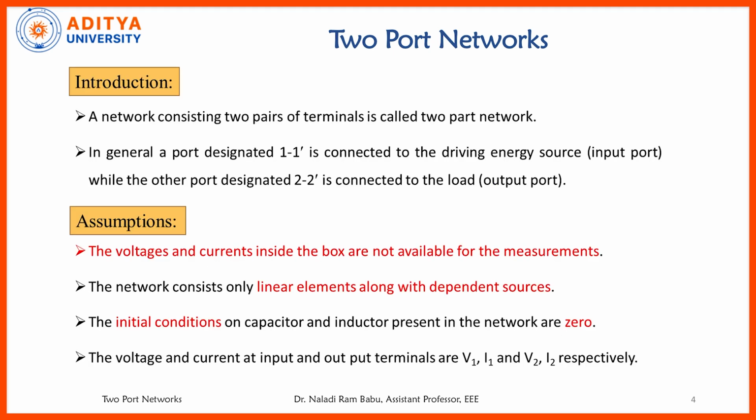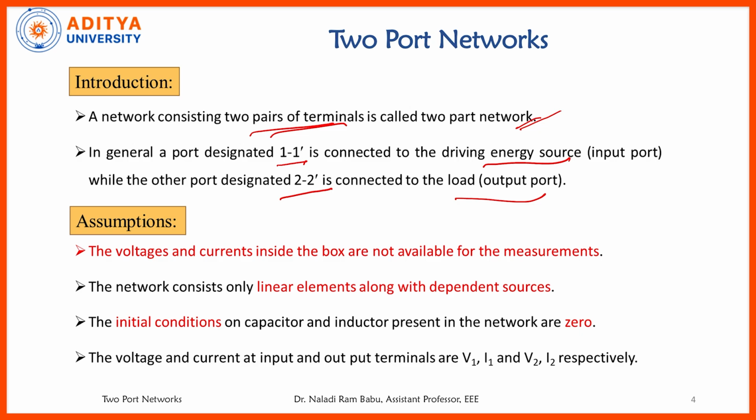As I have stated earlier, a network consisting of two pairs of terminals is called a two-port network. Two pairs of terminals means an input pair and an output pair. In general, 1 and 1 dash are designated as the input port or driving energy source port, and 2 and 2 dash are connected to the load or output port. In some textbooks they are called AA dash and BB dash.